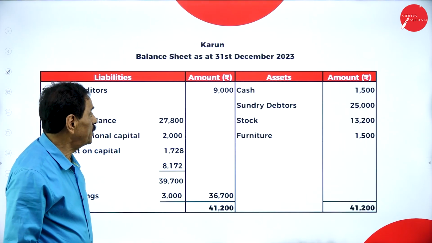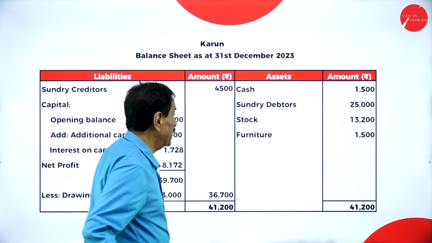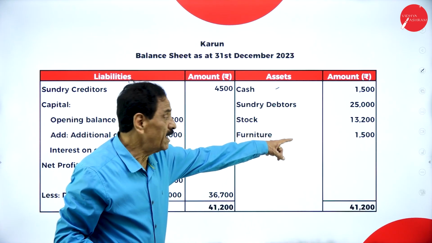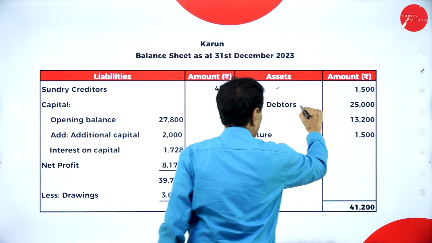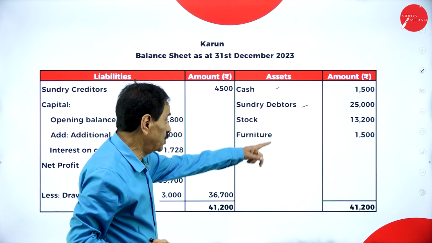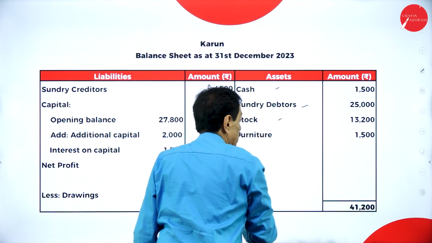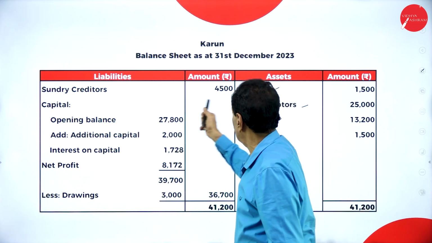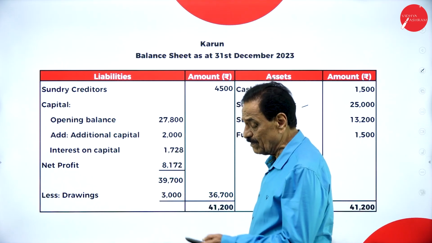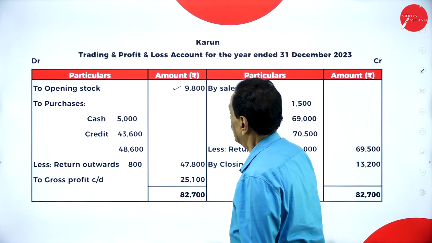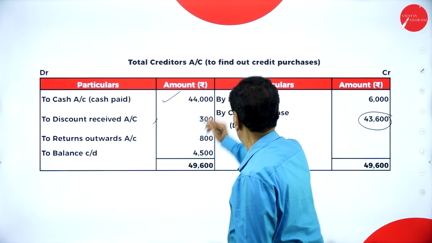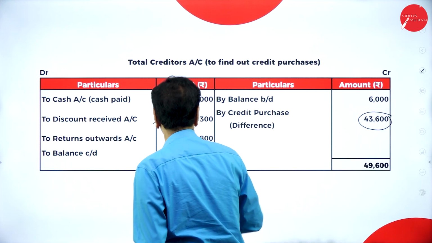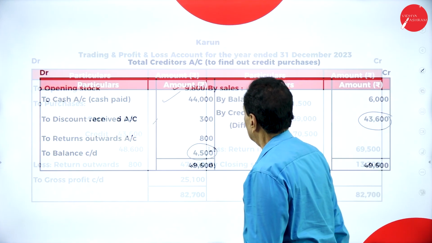That's the balance sheet. Your closing cash as per the cash book is 1,500. Your closing debtor as per the debtor account is 25,000. Closing stock is 13,200. Furniture purchase 1,500. Your closing creditor as per the creditor account says total creditor balance 4,500. You have to put it here.